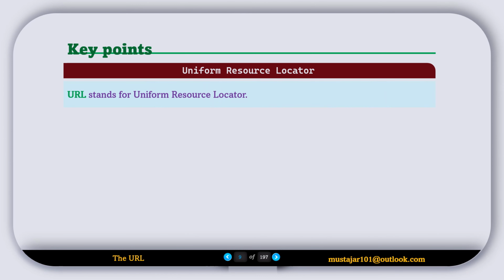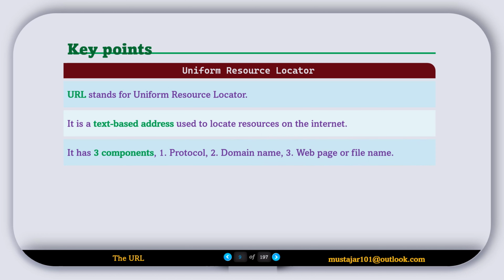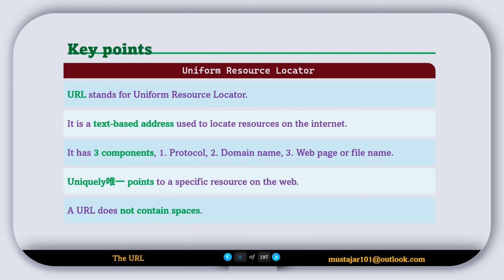Well, now let's summarize the topic. So URL stands for Uniform Resource Locator. It's a text-based address used to locate resources on the internet. It has three components. Number one, protocol. Number two, domain name. Number three, web page or the file name. It uniquely points to a specific resource on the web, for example, a picture or video. And lastly, a URL does not contain spaces.